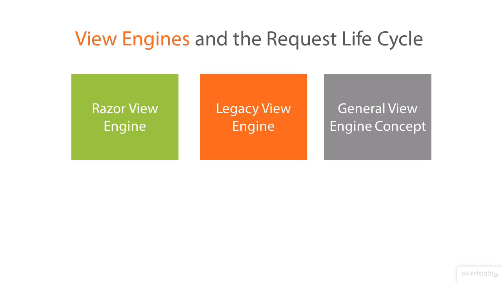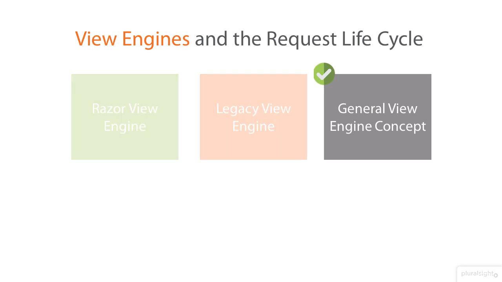MVC currently provides two view engines by default, the Razor view engine and a legacy engine that uses an older ASP.NET syntax style. Now, this course is about the request lifecycle, so we are not overly concerned with a specific view engine implementation. When necessary, we'll use the Razor view engine to highlight a few specific points. However, we will mostly treat the view engine as a more generic component and focus on its role in the pipeline, which we'll discuss more in a moment.